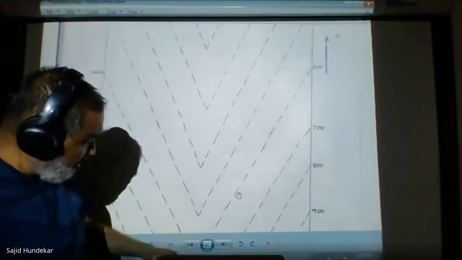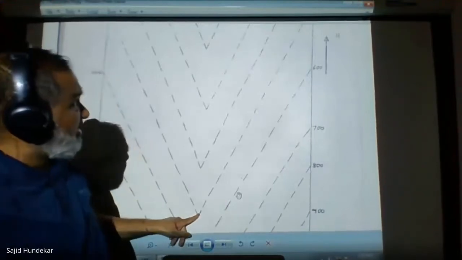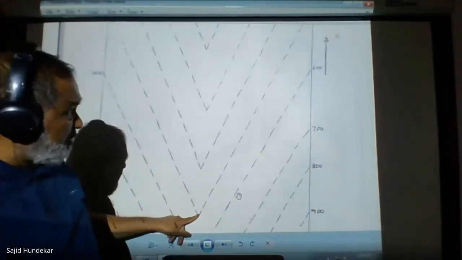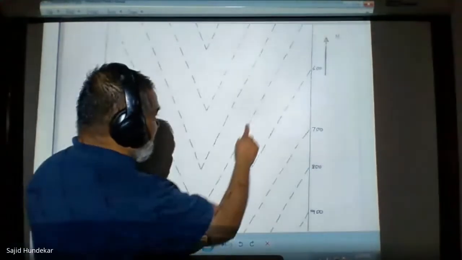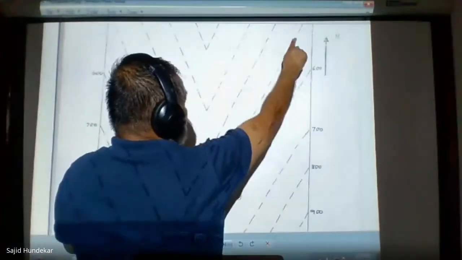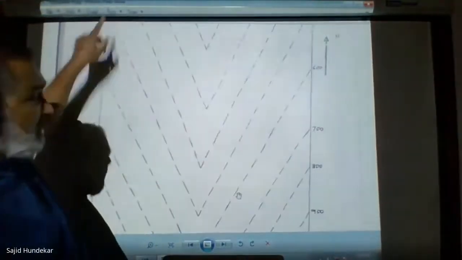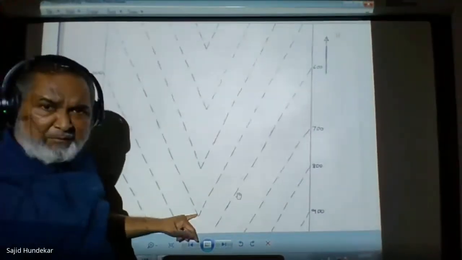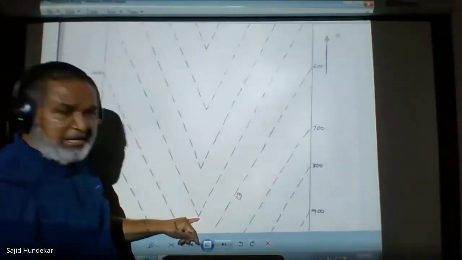Now here they are not showing a nose. They are gone inside. Here the highest value of this particular notch will be how much? You have to go and check it out. Here it is 600, so it will be 500. So 500 is there. The highest value of this particular valley is 500 meters.